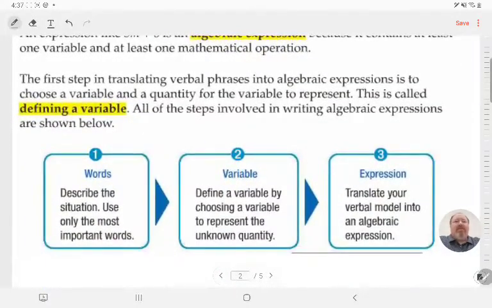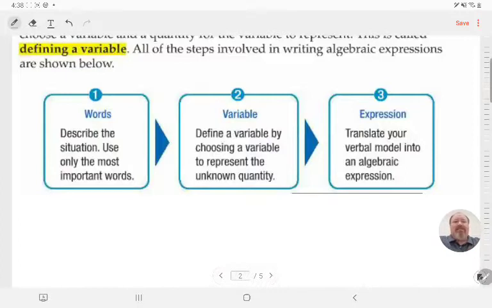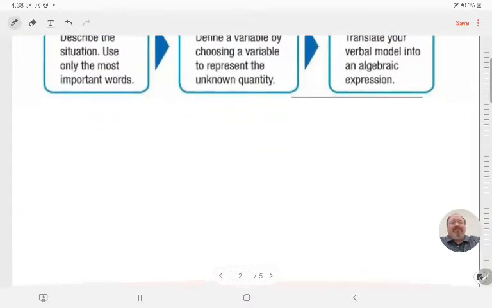The first step in translating verbal phrases into algebraic expressions is to choose a variable and a quantity for the variable to represent. This is called defining a variable. All of the steps involved in writing algebraic expressions are shown right here. So first is the words. Describe the situation, use only the most important words. Define the variable by choosing a variable that represents the unknown quantity, and then translate your verbal model into an algebraic expression.